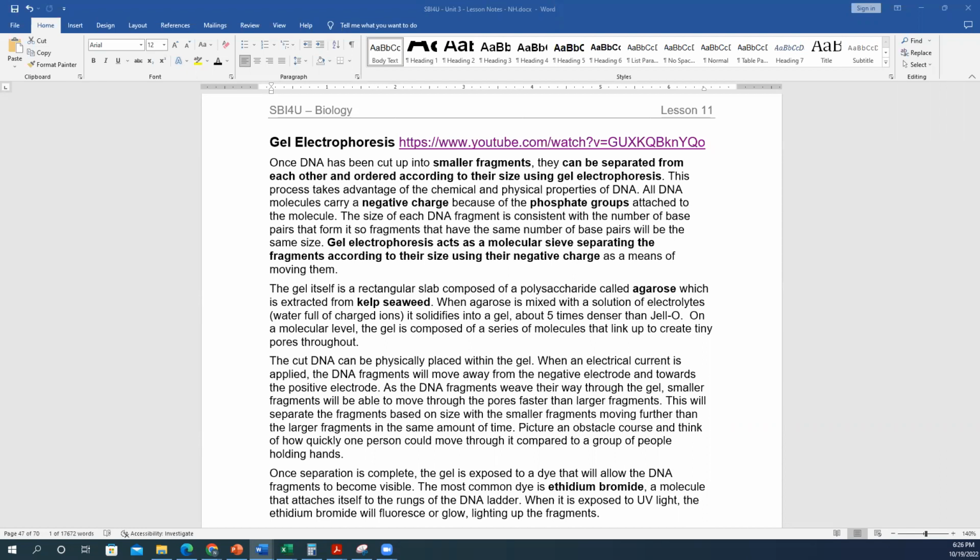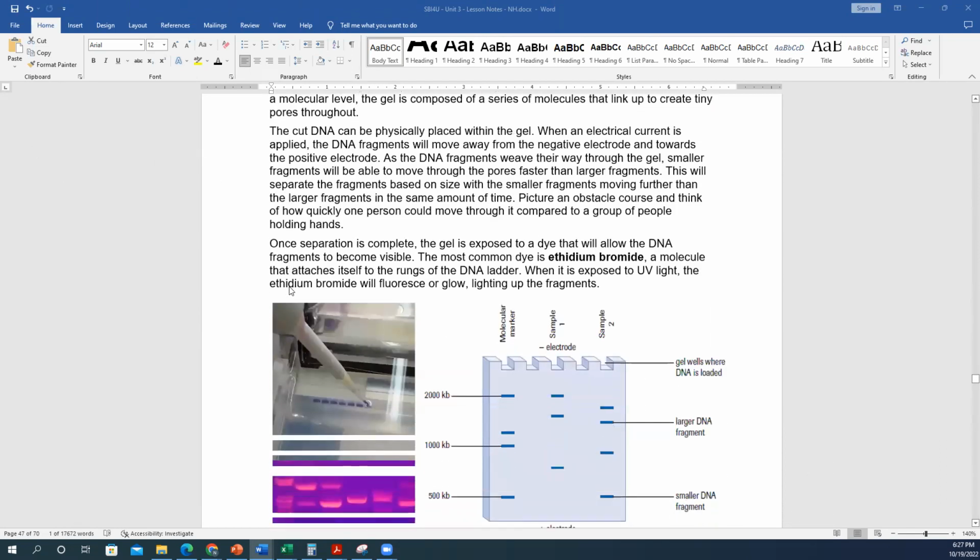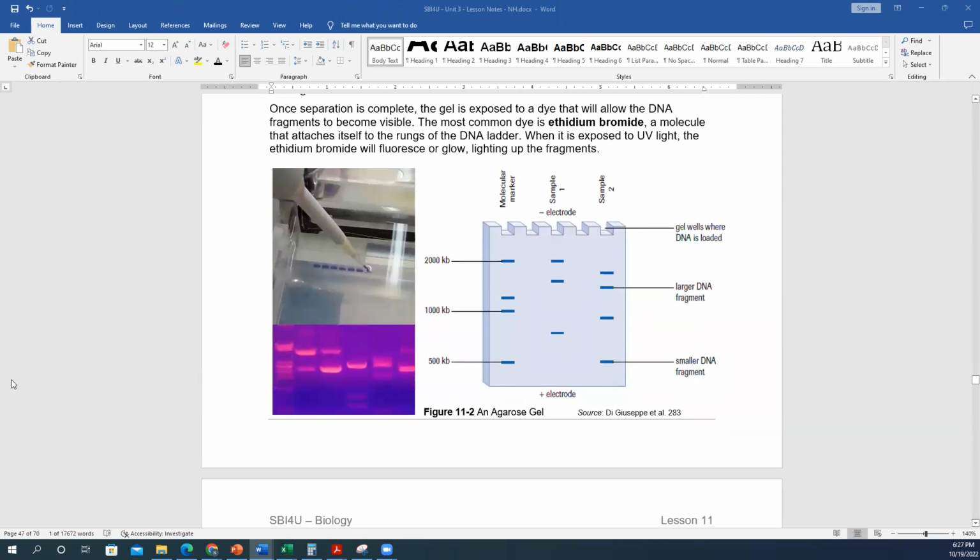So the gel itself, I can describe as, here, I'll go to the picture. Maybe now this would be better to look at here. So the gel itself is this slab, this rectangular slab of a gel, and it's made out of a polysaccharide called agarose. And agarose is extracted from kelp, seaweed. When you mix this agarose with a solution of electrolytes and melt it, and then let it cool and set, it solidifies into this sort of a gel material.